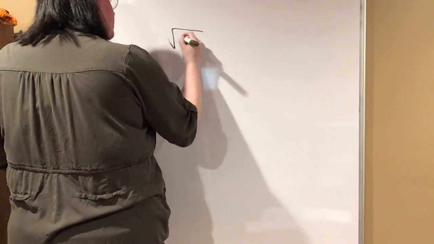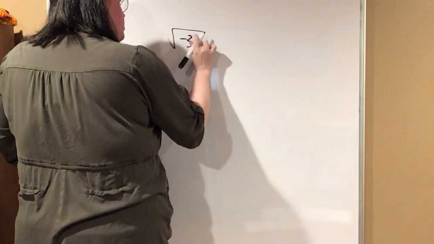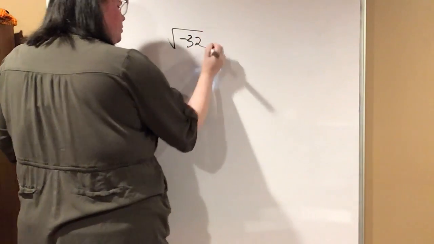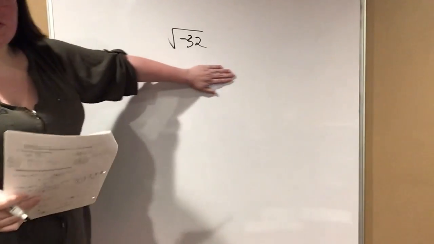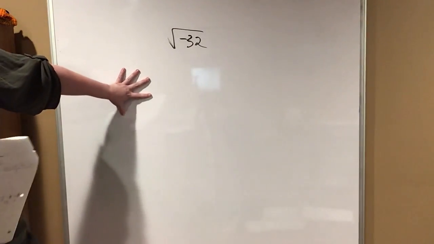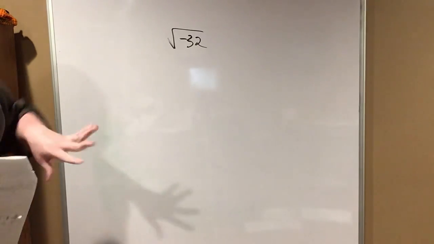If I'm given something like this, you guys know that I've told you that usually you can't solve this, there's no solution, right? Well, there is. It's a complex number. There is a solution to it.